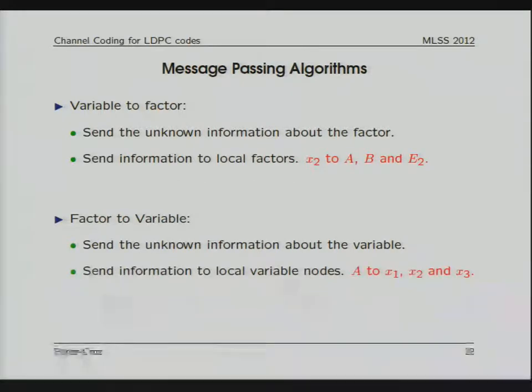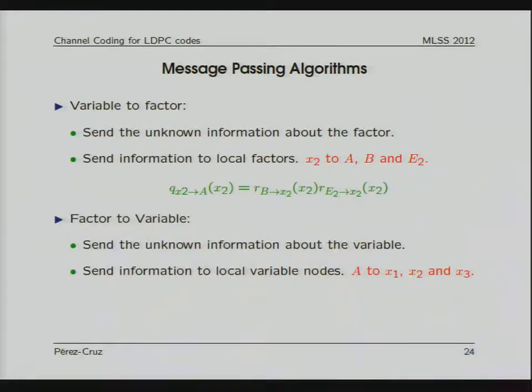And then the factor has to send information to all the bits or all the variables that are close by. So A has to send information to x1, x3, and x2. And the important thing here is that you don't need to replicate information.